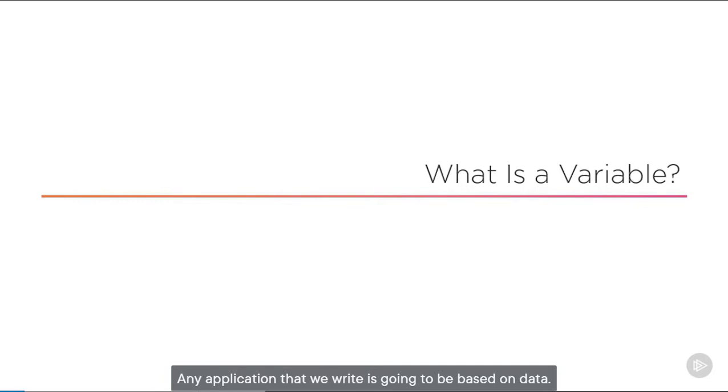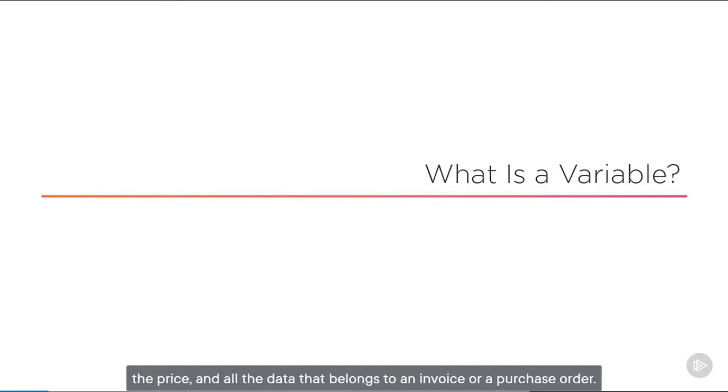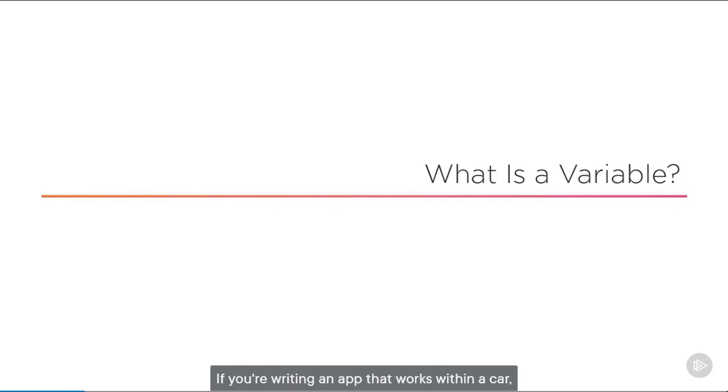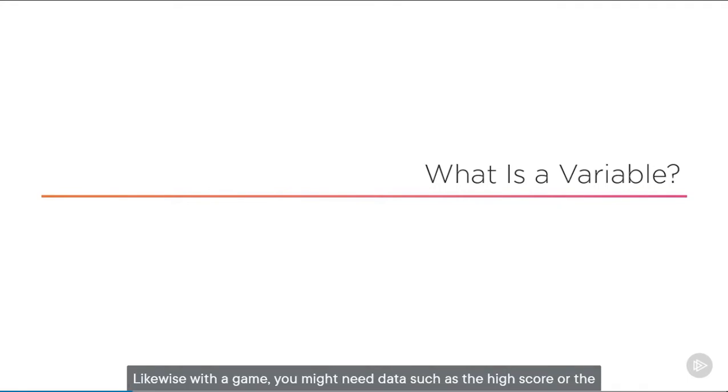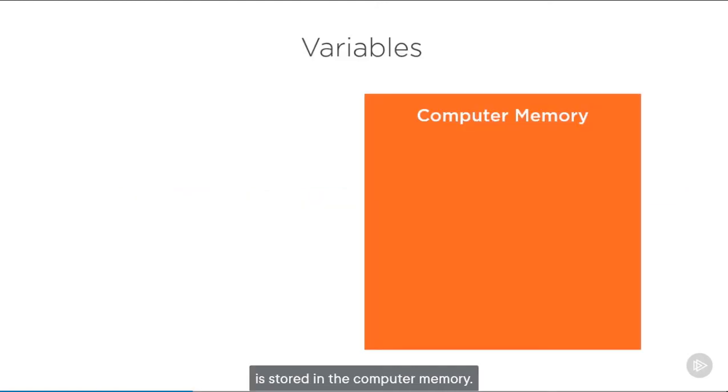Any application that we write is going to be based on data. If we're selling products, we need data on the product name, the price, and all the data that belongs to an invoice or a purchase order. If you're writing an app that works within a car, you might need access to data such as the speed of the vehicle, the engine size, or just anything about that vehicle. Likewise, with a game, you might need data such as the high score or the images used for a player's animation. And in JavaScript and most other programming languages, we use variables to hold this information.